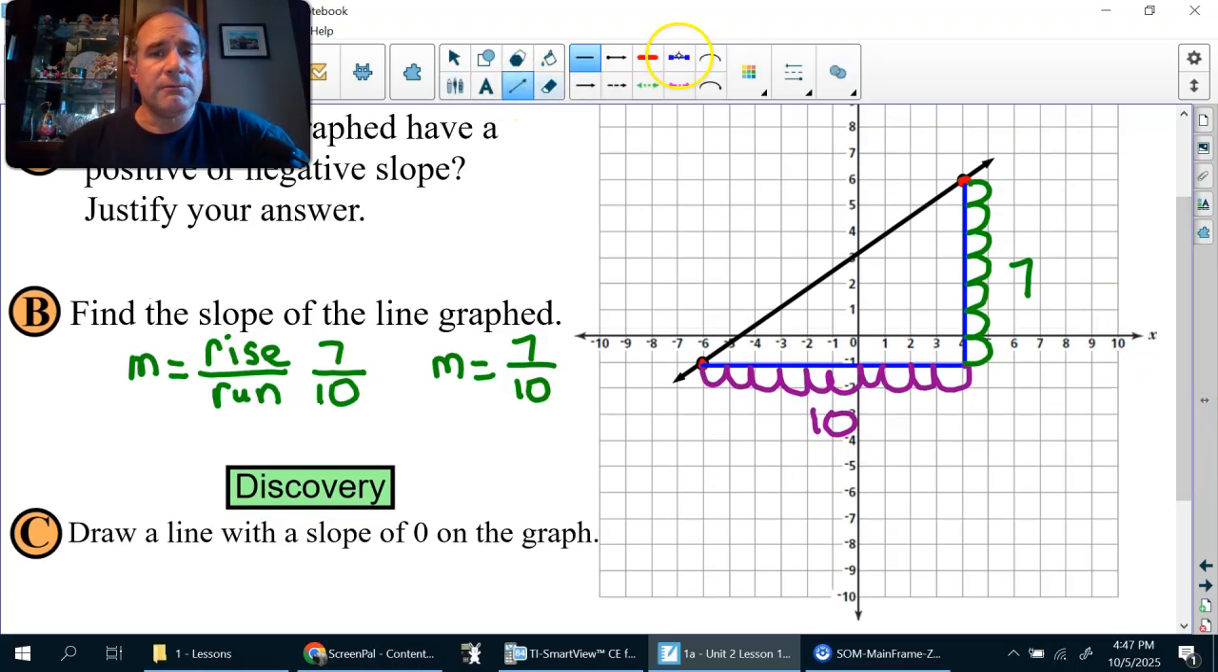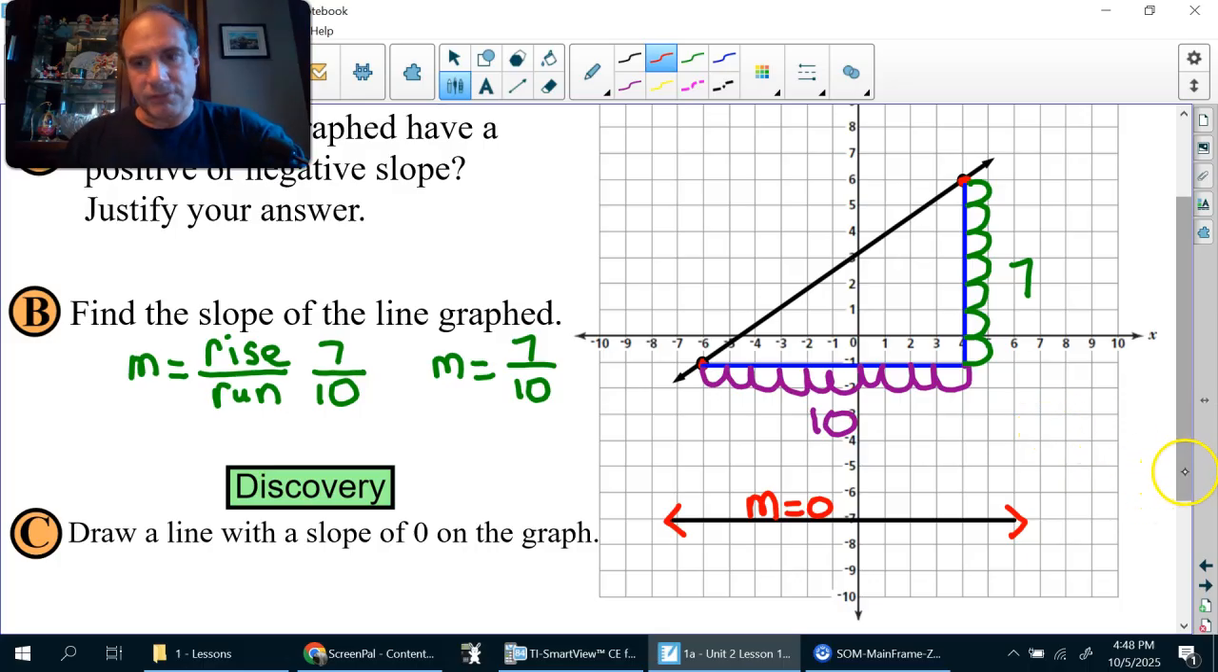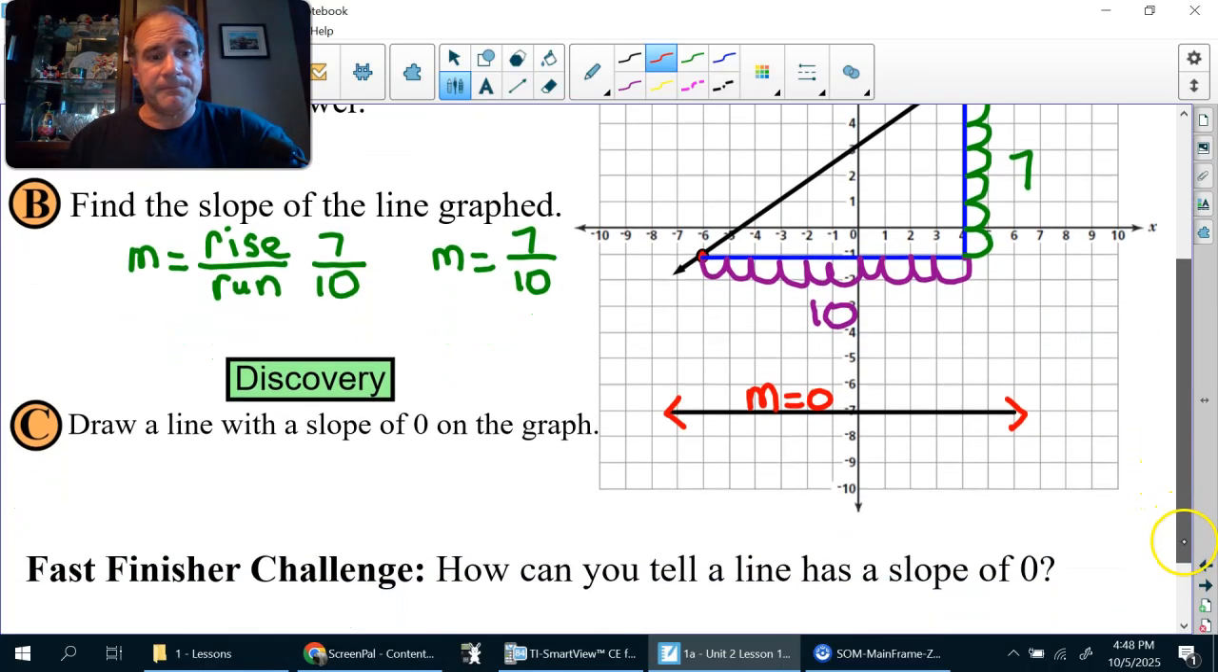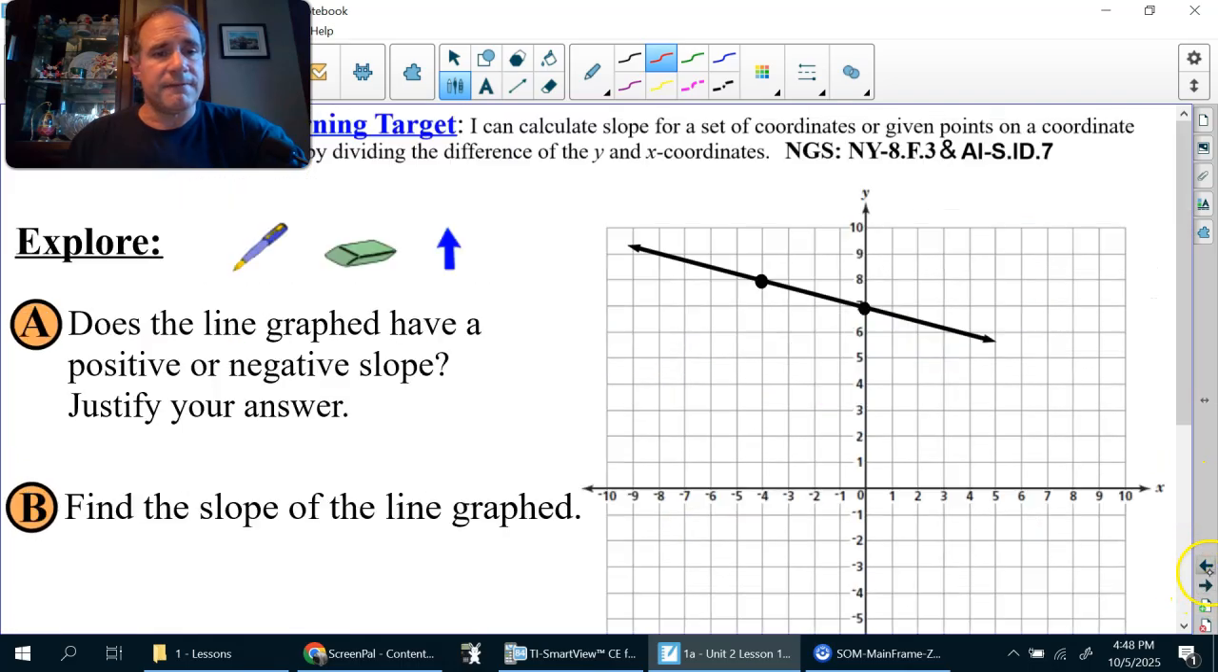Draw a line with a slope of 0 on the graph. So I'm just going to draw a horizontal line, just like this. And I'm going to add arrows to it. Just remember, every time you draw a line, you have arrows on each side. So M equals 0. That is a horizontal line with a slope of 0. Right? And that is it. Don't worry about the fast finisher.